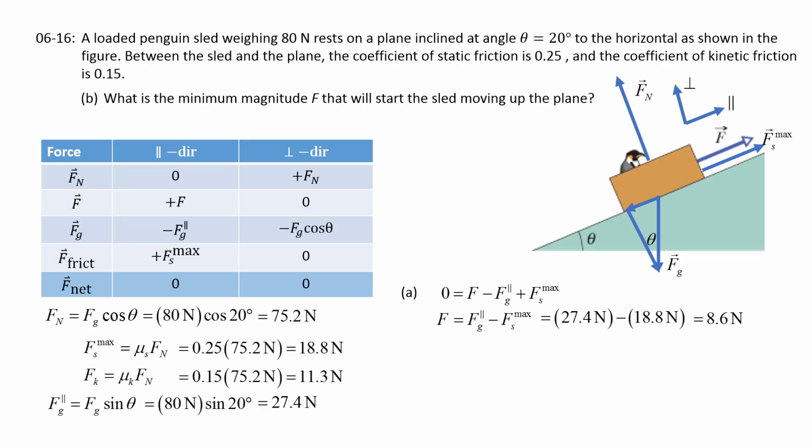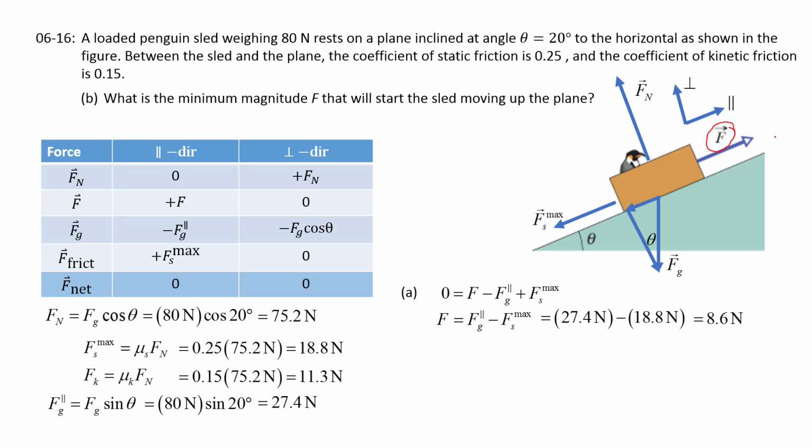And now it says, what's the minimum magnitude F that will start the sled moving up the plane? So now what we're thinking about doing is increasing this force F until we get to the point where we're beginning to get the sled to start moving up to the right, or up the incline. So that's pretty clear then that we've got the friction force oriented in the wrong direction here. So I'm going to sort of slide that one on around.